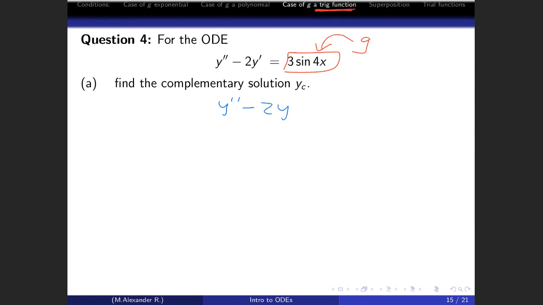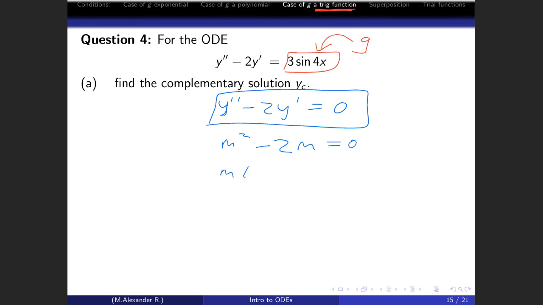So the homogeneous equation is given by y double prime minus 2y prime is equal to 0. After you do a little algebra, you get the auxiliary equation, which is m squared minus 2m is equal to 0. And here you get m times (m minus 2) is equal to 0. And so you get m is equal to 0 and m is equal to 2.